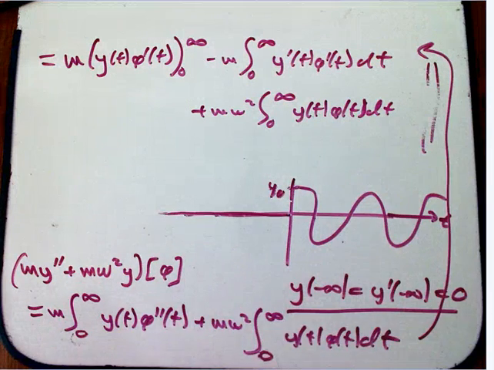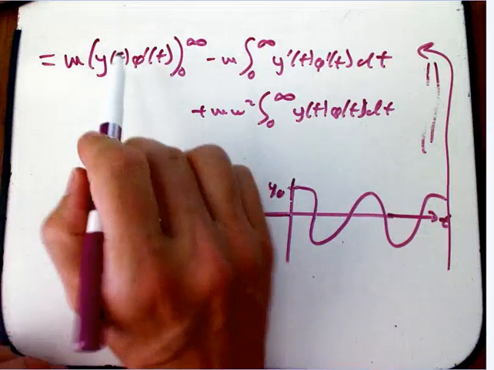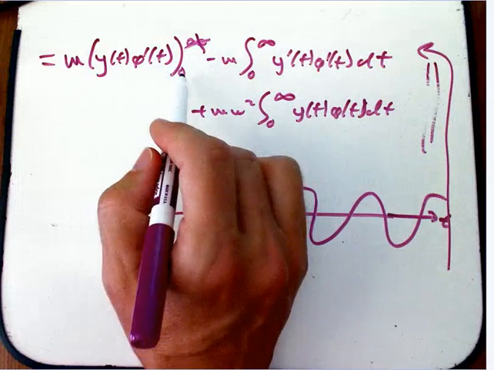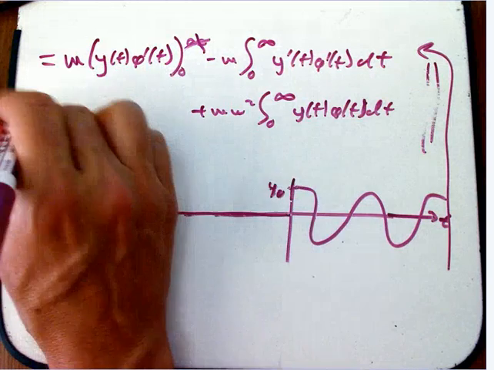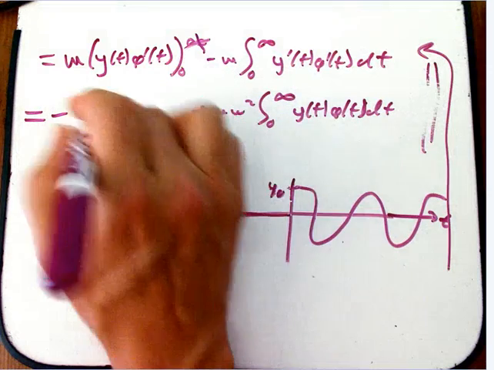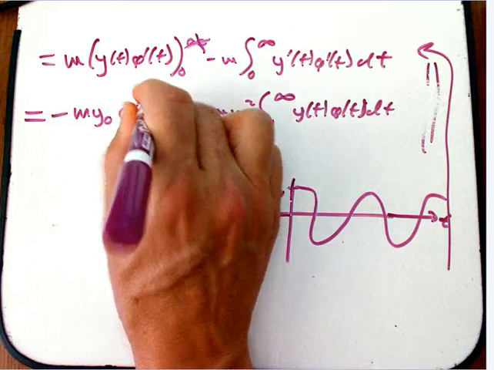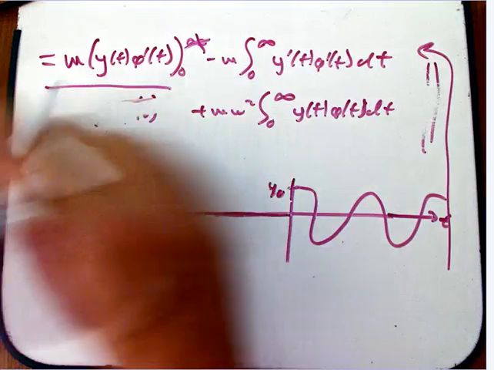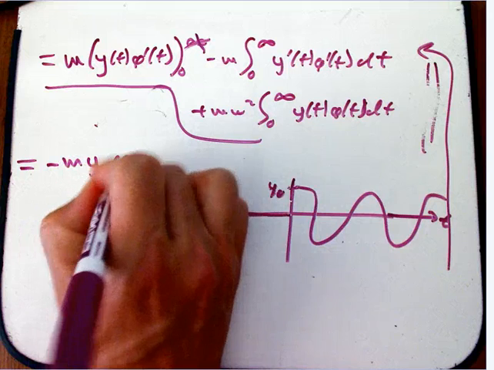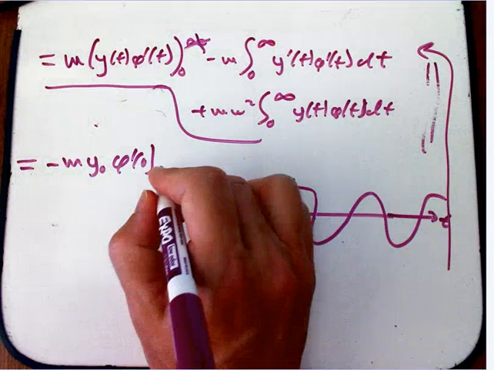Now here's what's different about this new situation. Y of t is still, of course, going to die because of the compact support of phi. But y of 0 is not 0. And of course, there's a minus hidden in the evaluation bar there. And we get minus m y naught phi prime of 0. So that's where the y naught is coming in.